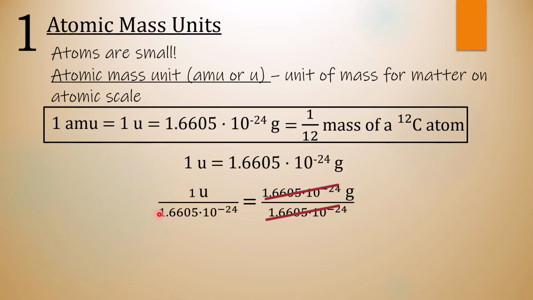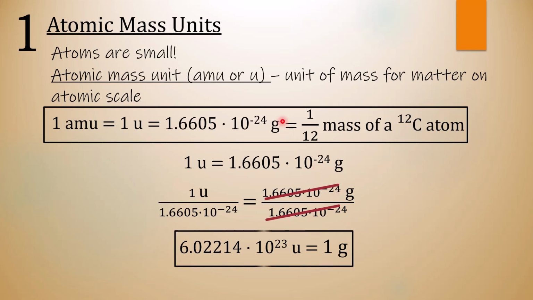And if I take the reciprocal of this number in my calculator, what I get is this. So this tells me that I've got 6.02214 times 10 to the 23rd atomic mass units in 1 gram. So this is just another way of looking at this particular conversion factor up here.